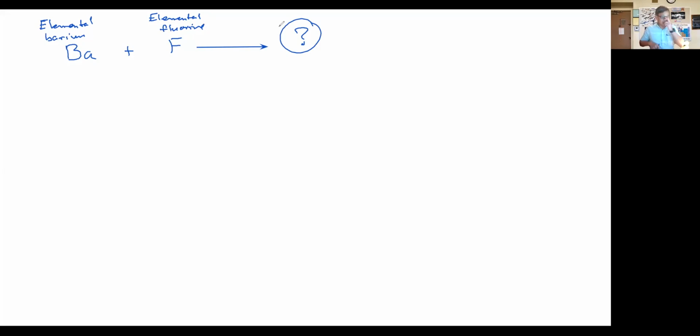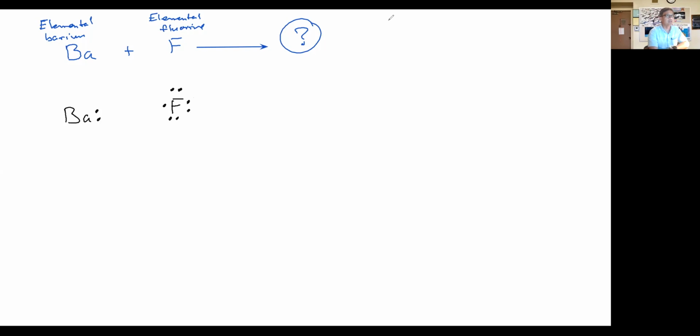All right, let's take a look at this. Okay, first thing, hopefully you did was write out the Lewis dot structure for each one of these. So we have barium right there, and then we had fluorine. So based on what we know, barium's going to try to give up its 2 electrons, okay? But fluorine can only take 1.